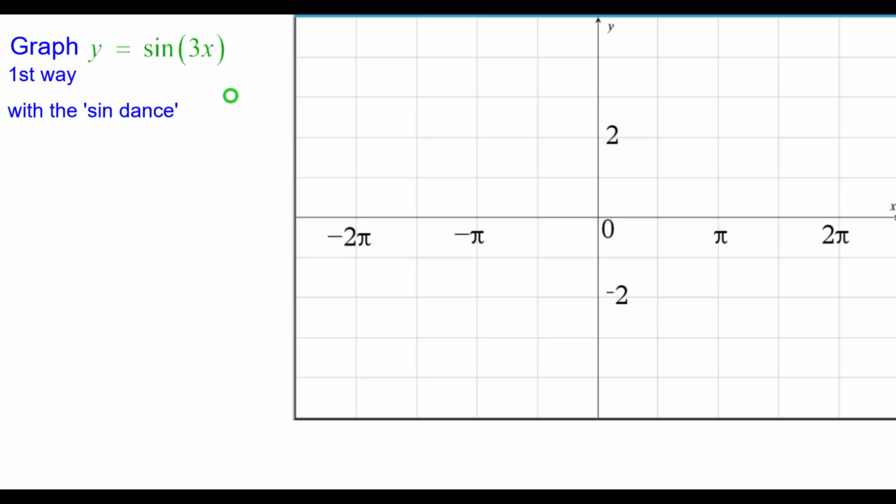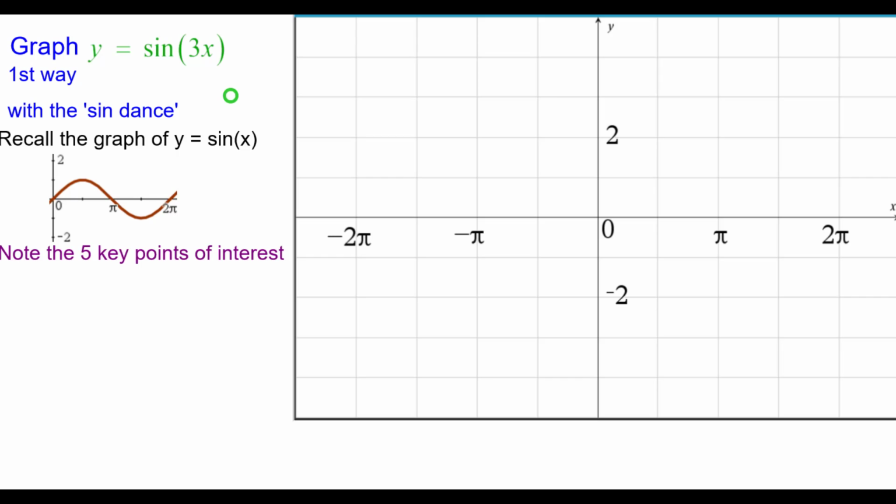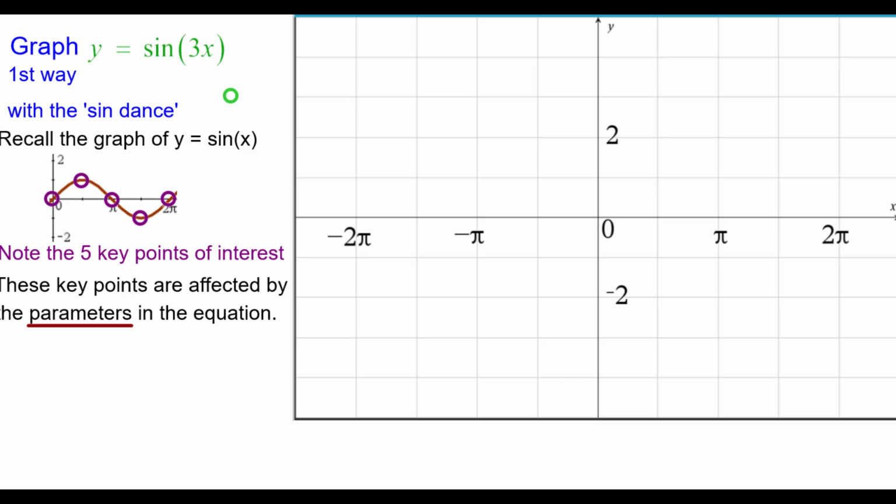The first way is with the sine dance. Recall what the graph y equals sine of x looks like, one period of the wave, and notice the 5 key points of interest. These key points and all points are affected by the parameters in the equation.